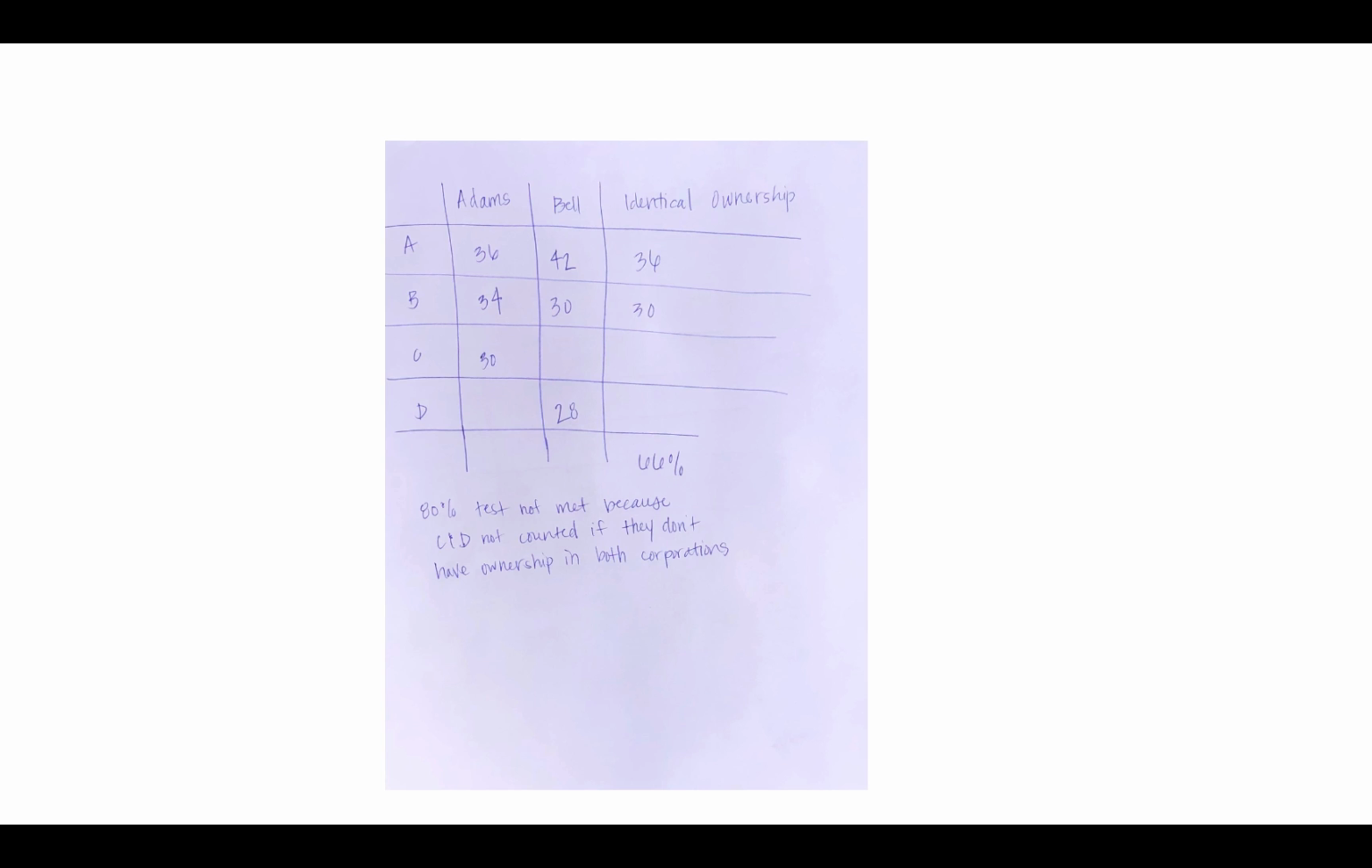So if this is a tax provision where the 50-50 test is going to apply, then Adams and Bell would be brother-sister corporations. If this is a tax provision where the 50-80 rules apply, they would not be brother-sister corporations.